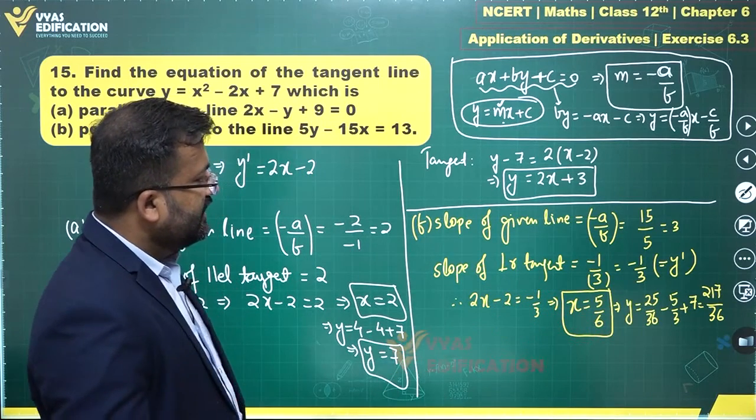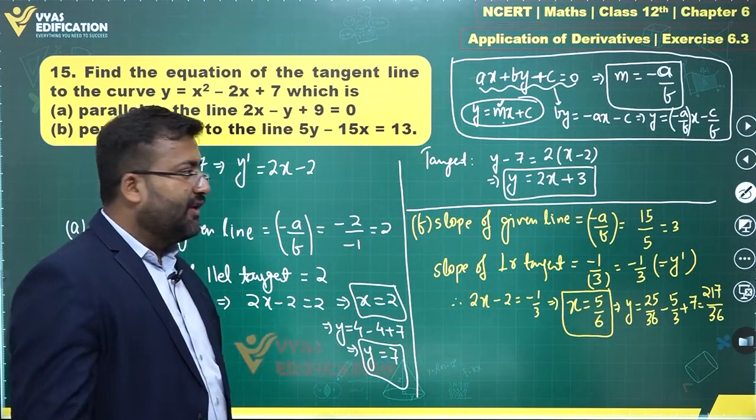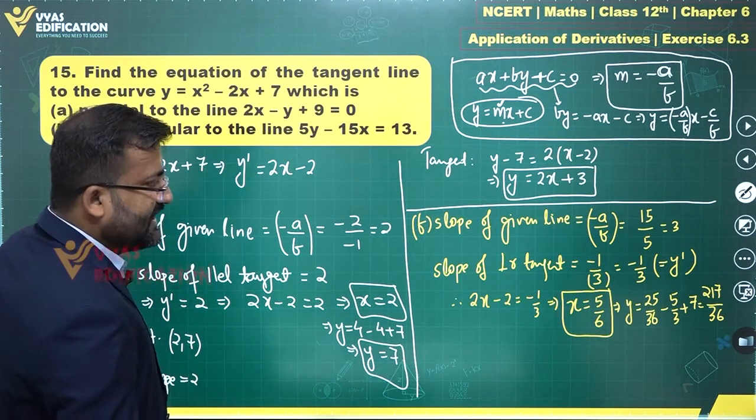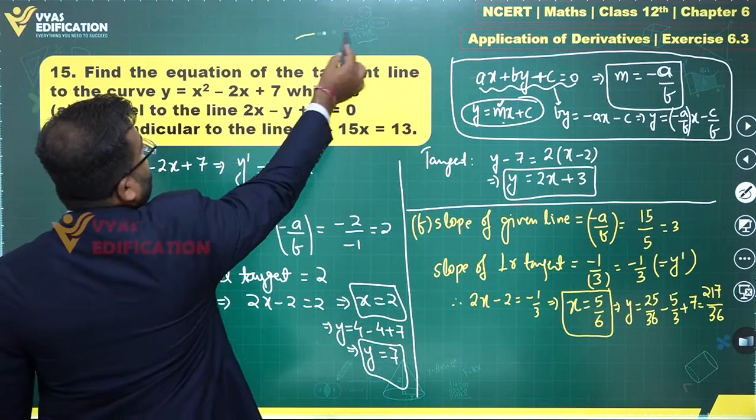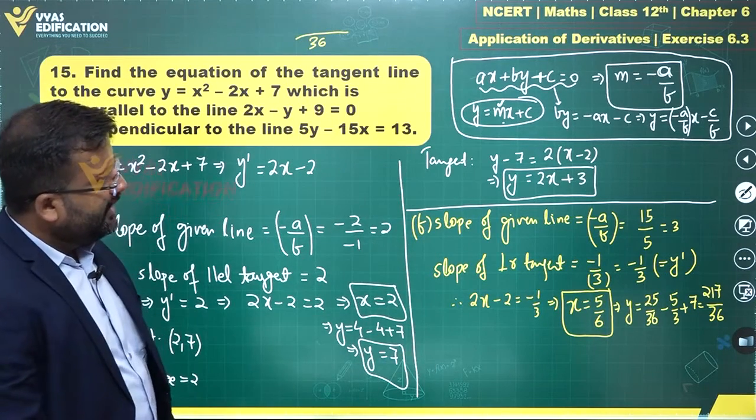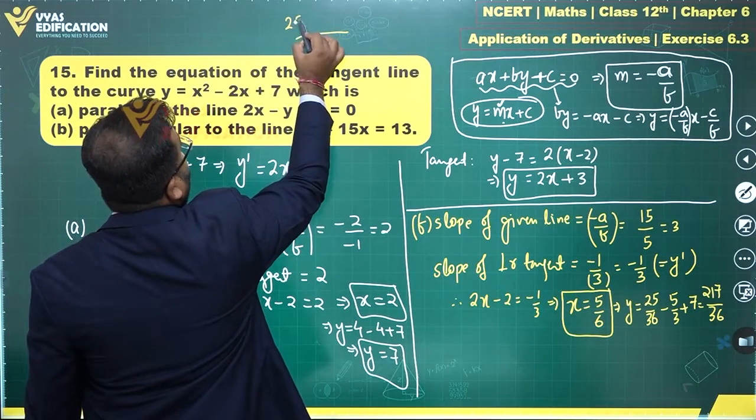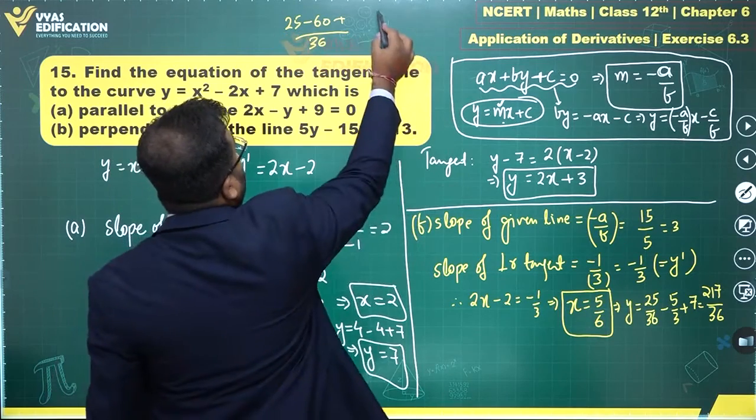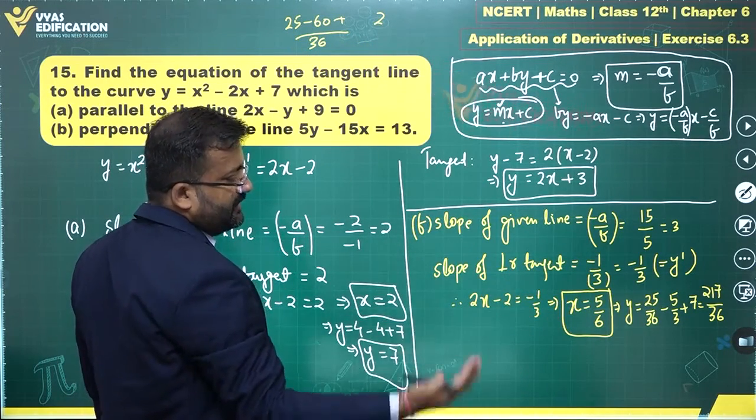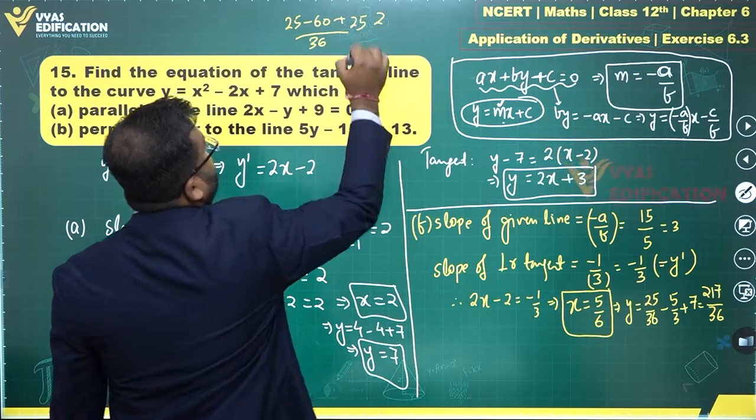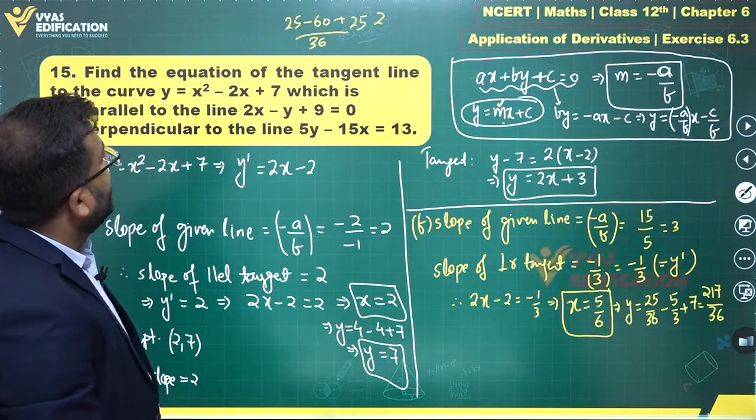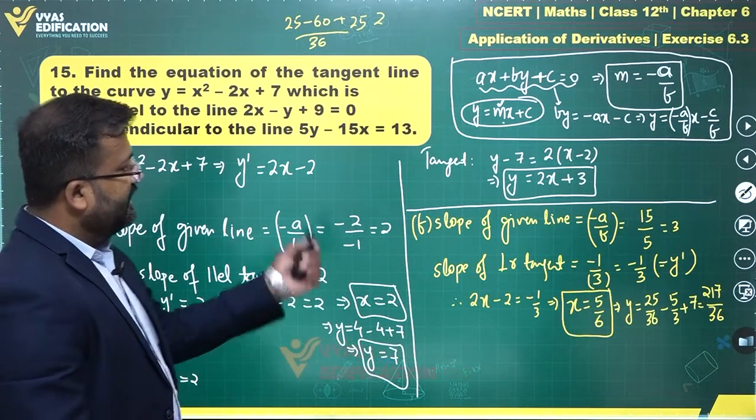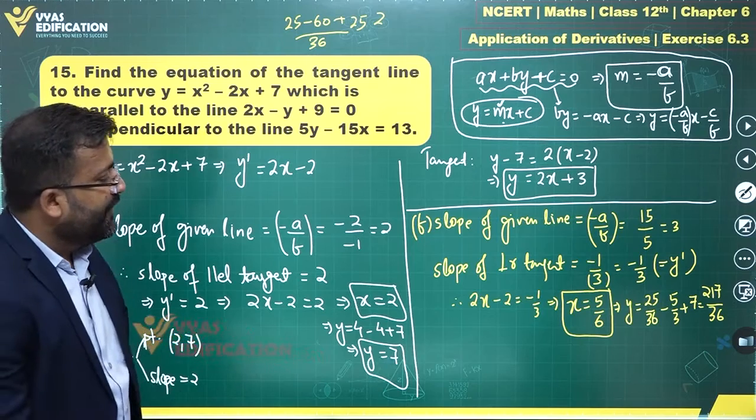Right? I hope we are correct. This 217 upon 36. Let's check that value once again. So in the denominator, the LCM will be 36. What about the numerator? In the numerator you have 25 minus 60 plus 7 times 36. 7 times 36 is 252. We took that correct. 252 minus 35 is 217, right? 217 upon 36, that's what you have.